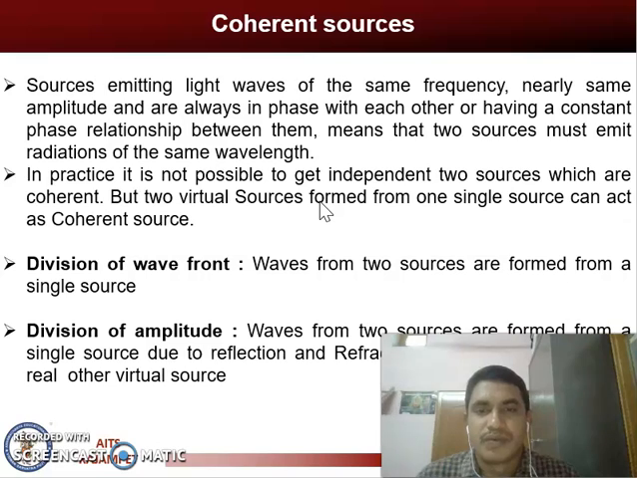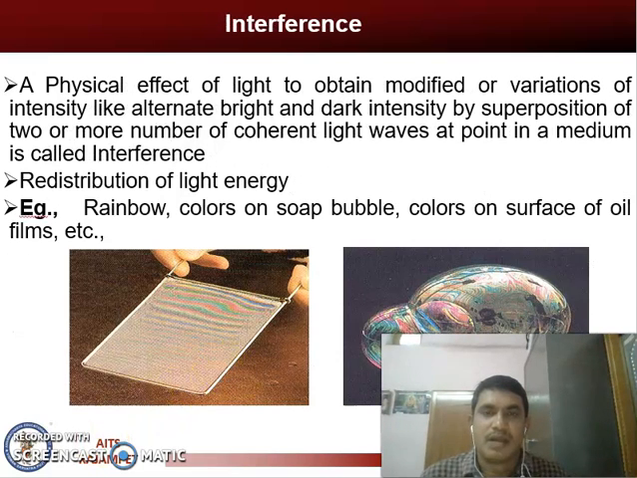To get coherent sources, we have two different methods. One is the division of wavefront, another one is the division of amplitude. In the division of wavefront, waves from two sources are formed from a single source, which act as coherent sources. In the division of amplitude, waves from two sources are formed from a single source due to reflection or refraction, in which one of the sources is real and the other is virtual.